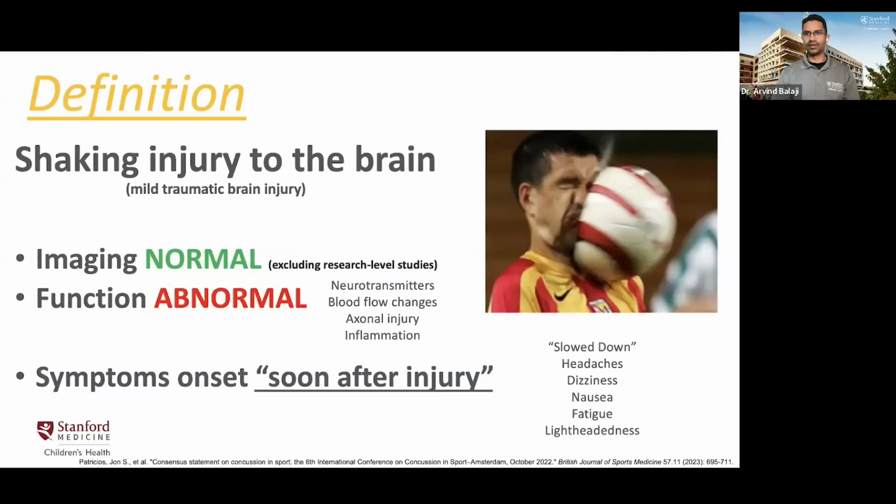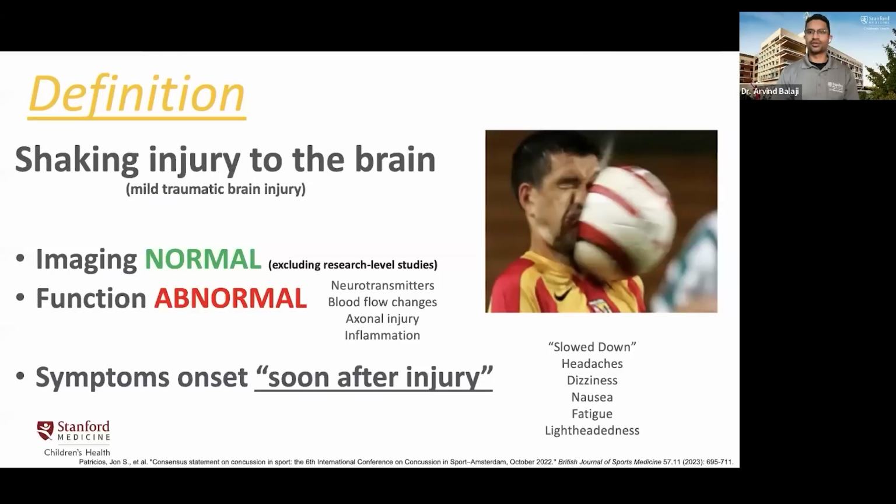Now, I do want to make a note that I'm not including research level imaging studies. There are certain types of very specialized MRIs, such as those with diffusion tensor imaging and functional MRI machines. These machines are not necessarily universally available, and they in fact may show some abnormalities when performed on patients who have suffered a concussion. But among the vast majority of routine CTs and MRIs that are obtained in patients who have a concussion, the results will basically be normal.